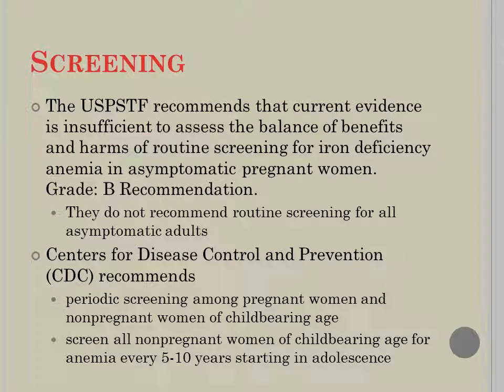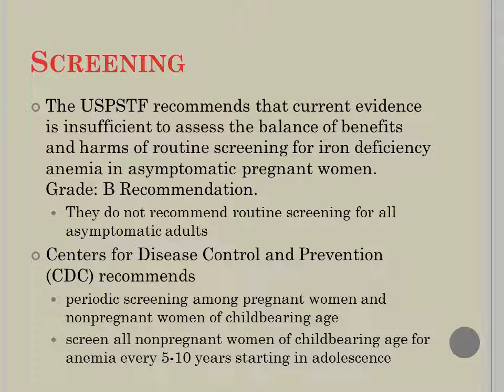As we look at screening, we follow the United States Preventive Services Task Force, and that recommends that current evidence is not sufficient to assess the balance of the benefits and harms of routine screening for IDA, especially in asymptomatic pregnant women. It is a grade B recommendation, so they do not recommend routine screening for all asymptomatic adults. The CDC recommends periodic screening for pregnant women and non-pregnant women of childbearing age, and to screen all non-pregnant women of childbearing age for anemia every 5 to 10 years, starting in adolescence.